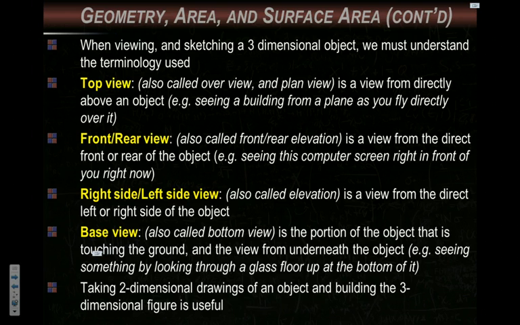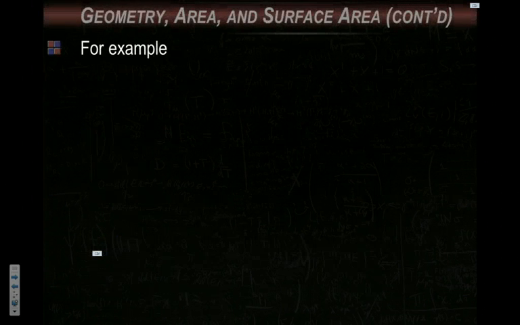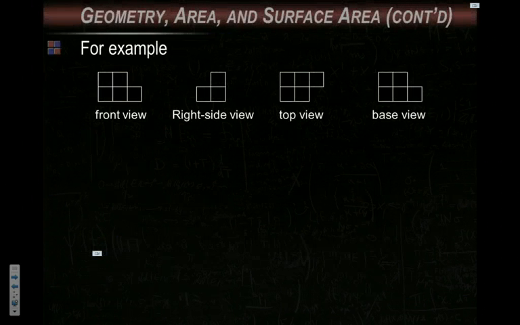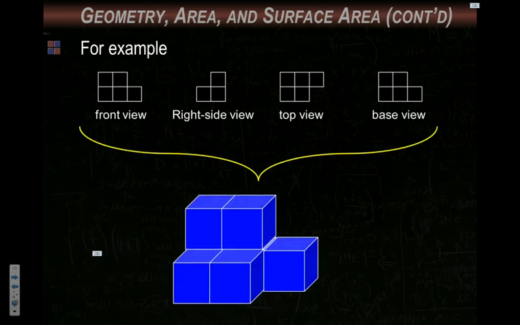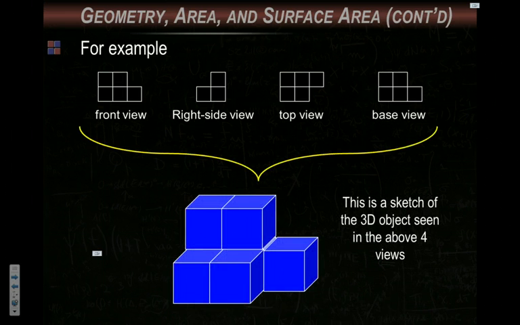Now, the objects you draw would be fairly simple, right? So here's an example. Here are 4 views of an object. So it looks like this from the front, this from the right side, this from the top, and this way from the base. And all this thing is a bunch of little cubes put together. This is what it would look like, okay, in 3 dimensions, okay? Because if you think about kind of how that relates, you can maybe visualize it.